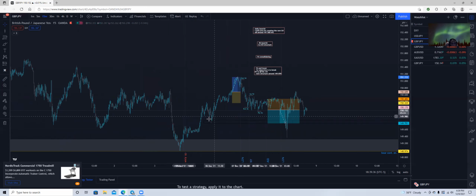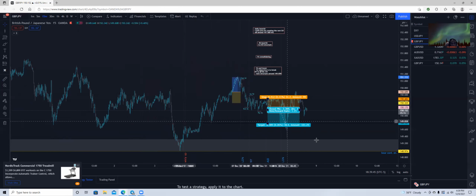I had my targets at this area simply because that's one of the areas that price action stopped at before when it was pushing up, reacted back down here from this level, and then continued to the highs.